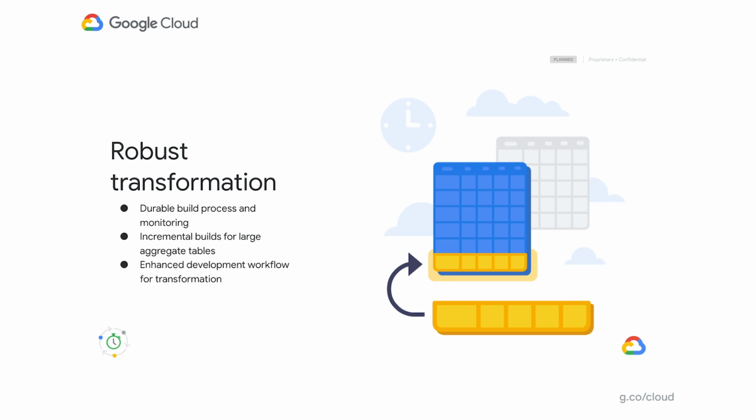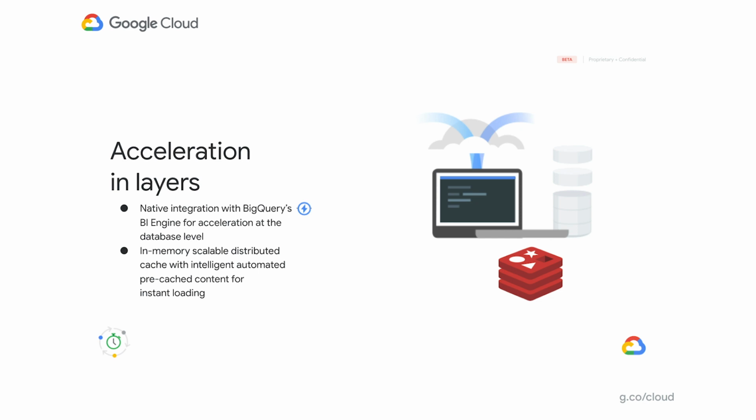And to power that aggregate awareness too, we've been investing heavily in our transformations, so making them much more robust and more durable. We're focused on adding new functionality like the ability to actually incrementally load into your aggregate tables and integrating those transformations into workflow. We're taking a layered approach to performance and acceleration. We want to take advantage of the best-in-class functionality like BigQuery's BI engine inside the database. It's an in-database cache specifically targeting BI use cases. Similarly, we also have a new in-memory cache as well inside the Looker application layer that eliminates the need to do round trips to the database too when they're not necessary.